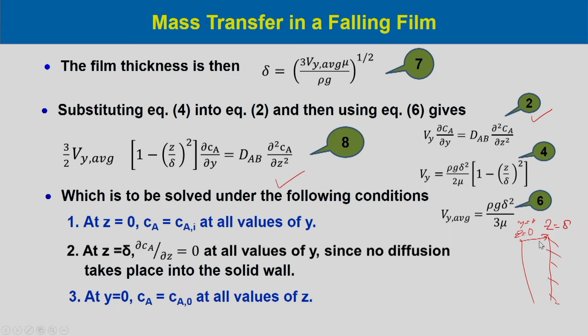So, when z is equal to delta, del C A del z would be 0 for all values of y, since no diffusion takes place in the solid wall. And at y is equal to 0, that means at this location C A is C A naught, for all values of z, that is at this surface at the beginning.